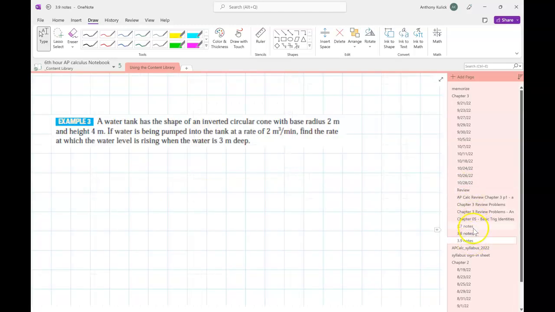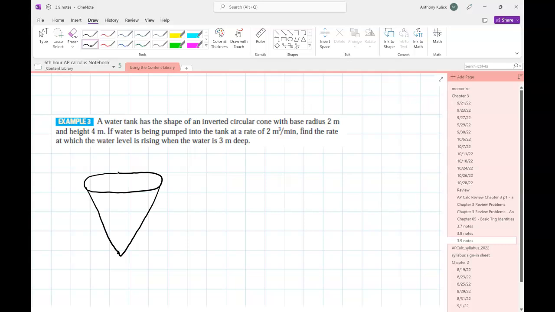Let's look at this next example in 3.9. Here it says a water tank has the shape of an inverted circular cone. It says that the base has a radius of 2 and has a height of 4. If water is being pumped into the tank at a rate of 2 cubic meters per minute, seems like a popular rate, find the rate at which the water level is rising when the water is 3 meters deep.